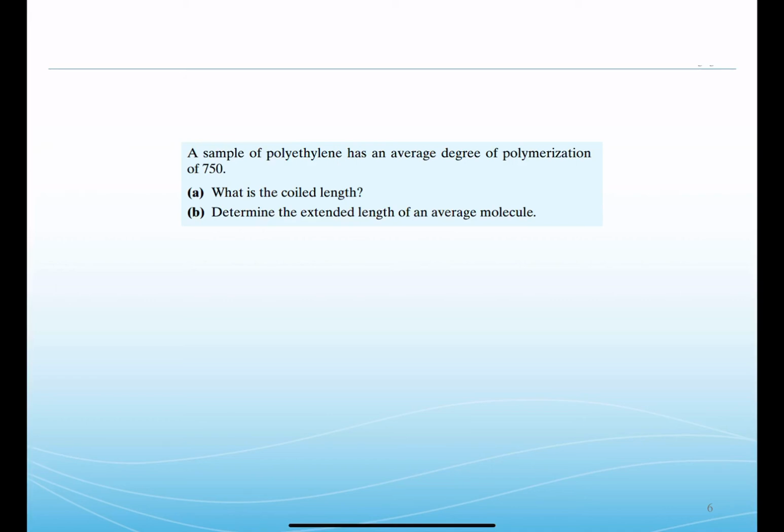So the random walk model is to be applied in answering part A. And in part B, we're asked to determine the extended length of the average molecule if we were able to extend it into a perfectly linear version, still having the bond angle of 109.5 degrees at play. Okay, so take a minute to think and maybe apply the earlier equations from the slide to help us with that, and resume the video here when you've had a chance to answer both of these questions.